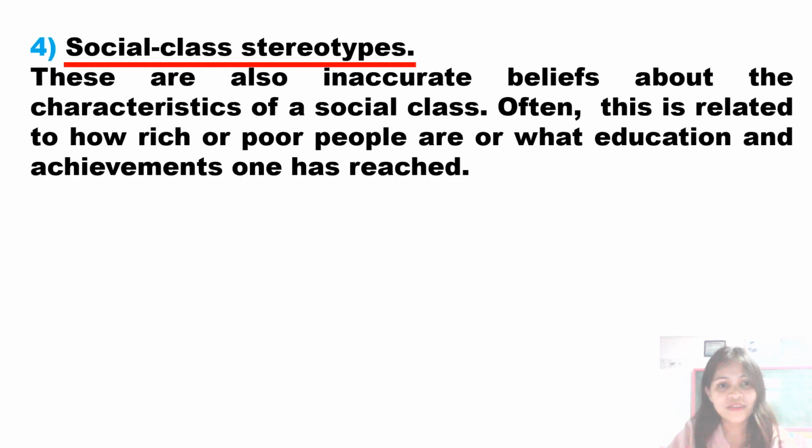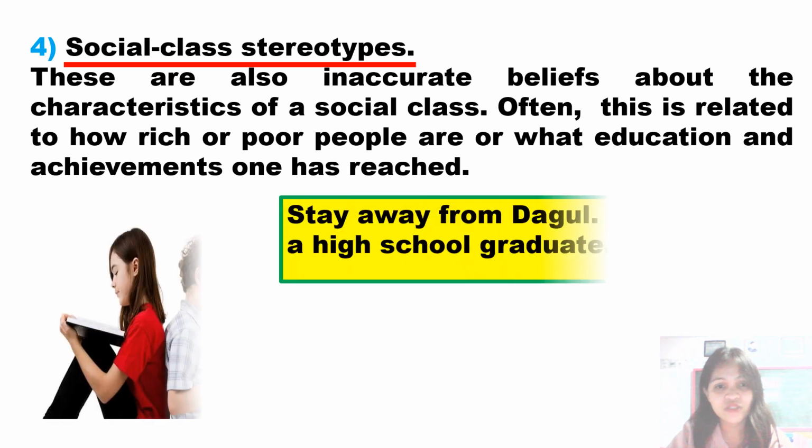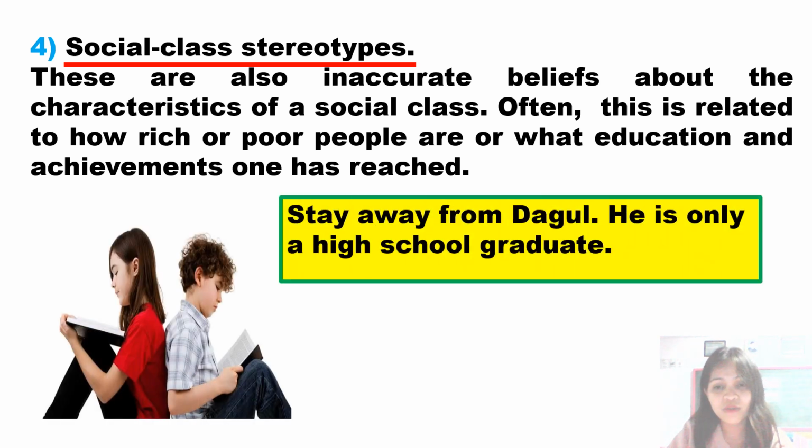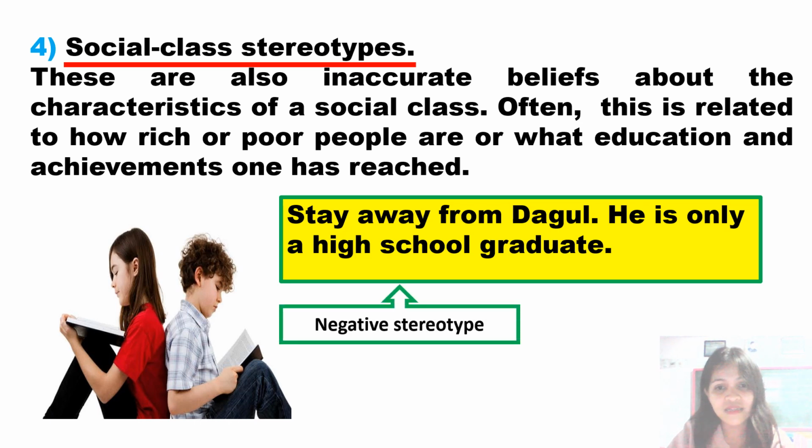Okay. So number 4 is social class stereotypes. These are also inaccurate beliefs about the characteristics of a social class. Often, this is related to how rich or poor people are, or what educational achievement one has reached. Example: stay away from the poor. He is only a high school graduate. That is an example of a negative stereotype.